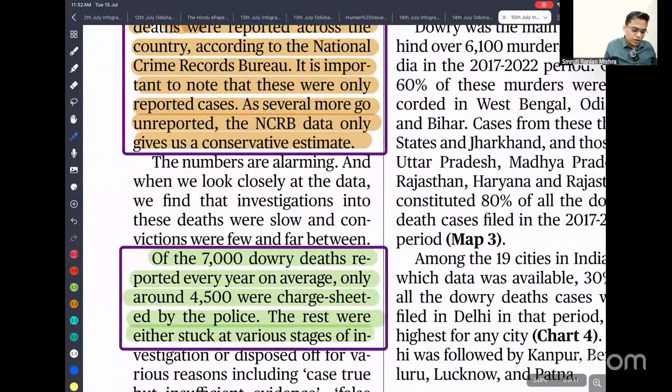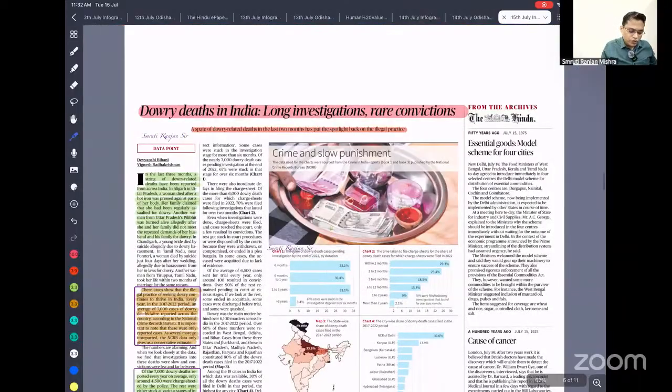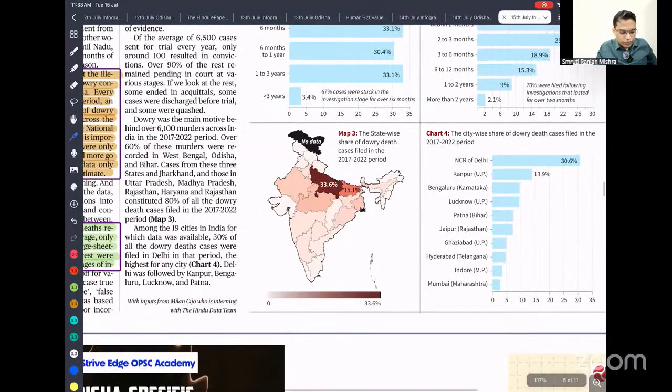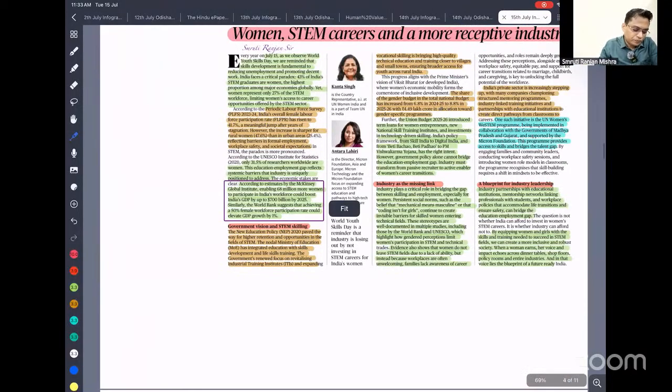So these are very important. Out of those dowry related deaths, only a fraction had charge sheets filed by the police. That means many cases go unreported. If you look into it, you'll find that more cases are found in UP and Bihar. Here a lot of data is given, so you can read that. That is going to help you.